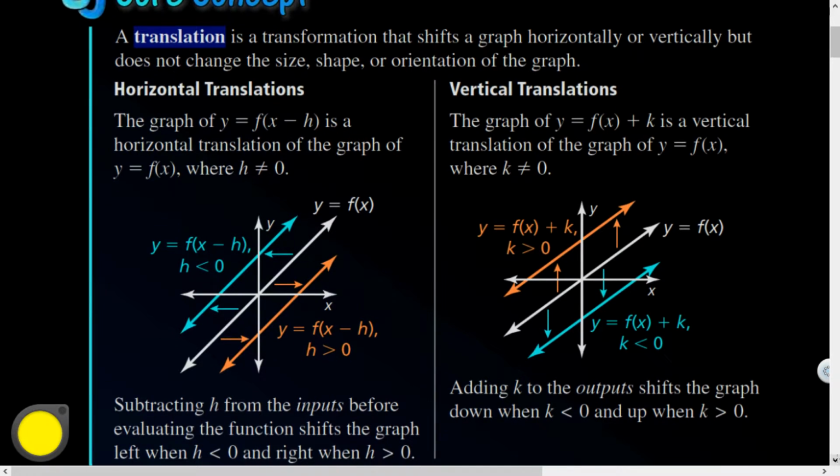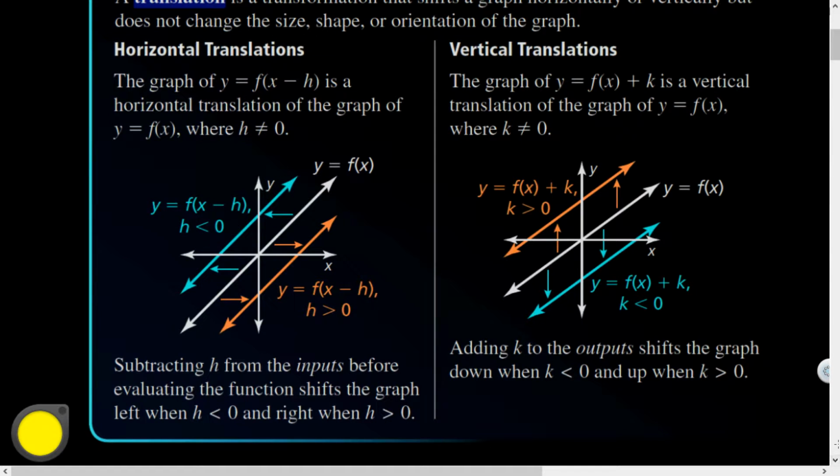Okay, so we've got two types of translations, horizontal and vertical, which in the world of lines is not that interesting, but we are going to do transformations on absolute value graphs in a couple of days. In that case, it will be more definitive and distinct, where it's a little bit harder to see here. So for horizontal translations, the graph of y equals f of x minus h, meaning if I subtract some number from the x before anything else happens to it, is a horizontal translation of the graph of f of x when h is not equal to 0.